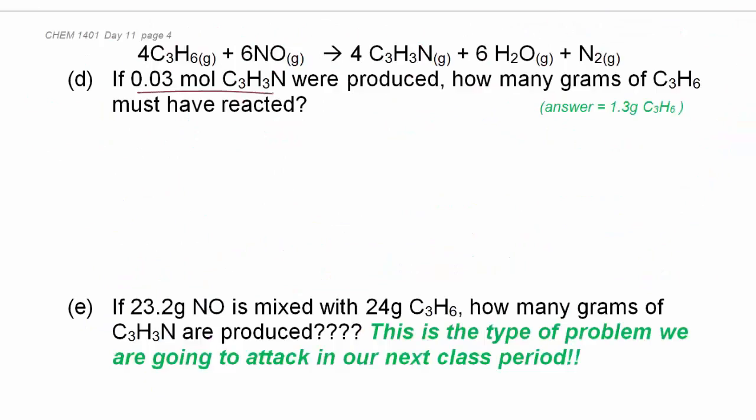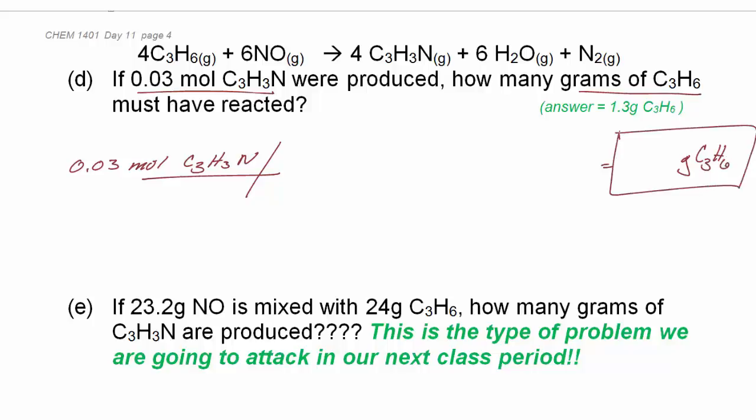Okay, here we're going to start with the measurement, end up in grams of propylene. So 0.03 moles, and we want to end up in grams of this compound. Okay, we're already in moles, so we're ready for the mole bridge. It's kind of nice. We want to end up in moles of C3H6. They want the answer in grams, so we better go all the way to use molar mass.